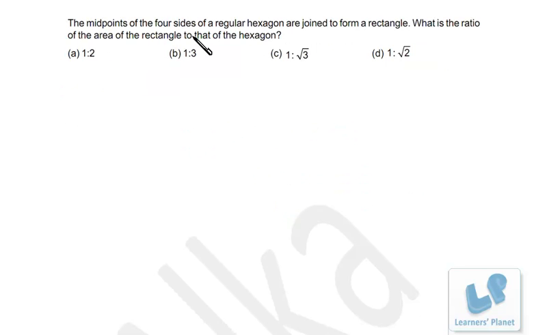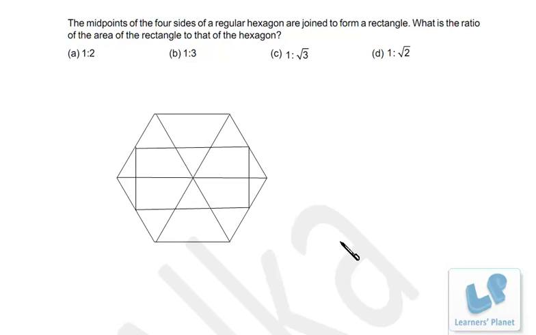The midpoints of four sides of a regular hexagon are joined to form a rectangle. What is the ratio of area of rectangle to that of the hexagon? I just draw a diagram quickly. Now I have drawn this diagram over here. This is a hexagon, and by joining the midpoints of these adjacent sides, I have formed a rectangle. Now we have to find out the ratio between areas of rectangle to that of hexagon, right?